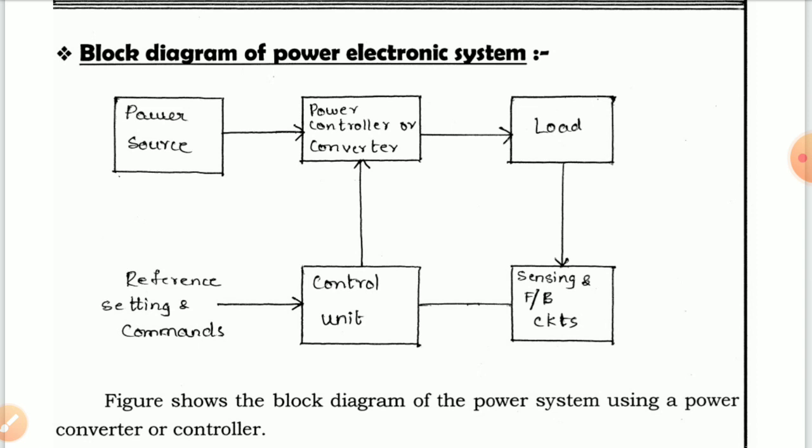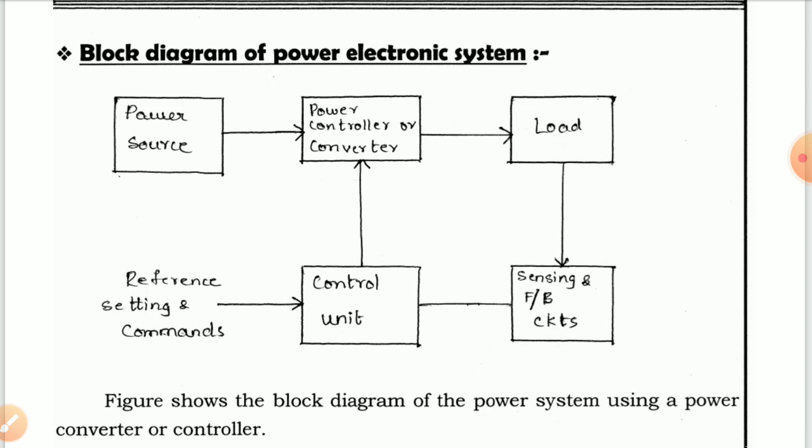Then the load, you know already. All the electronic equipment which we are using comes under the load. We have AC loads and DC loads. Based on the load requirements, the power source is fed to the power converter, which converts one form to another, and then it is fed to the load. That's the process. After the load, you have a sensing and feedback circuit.